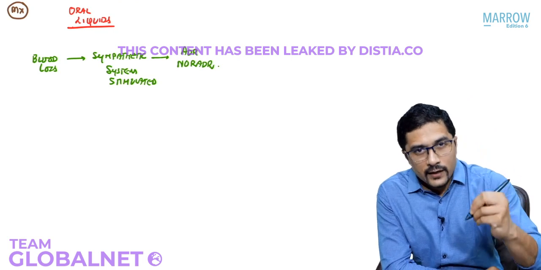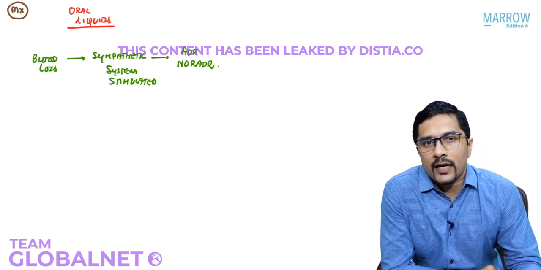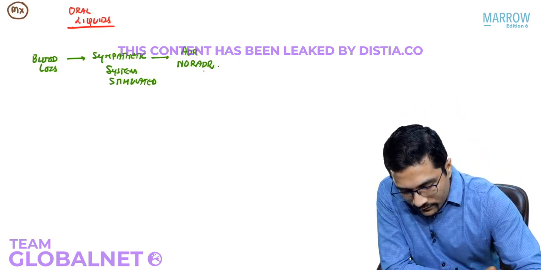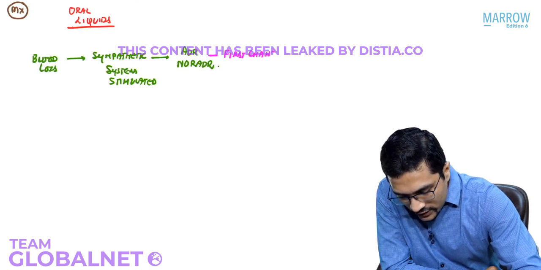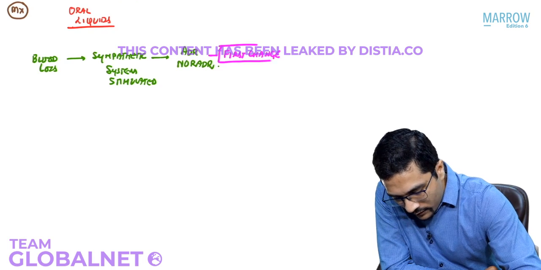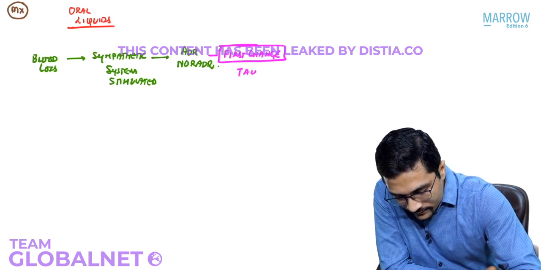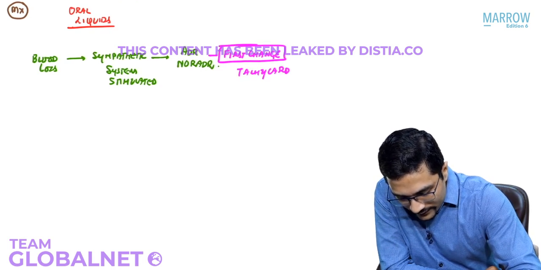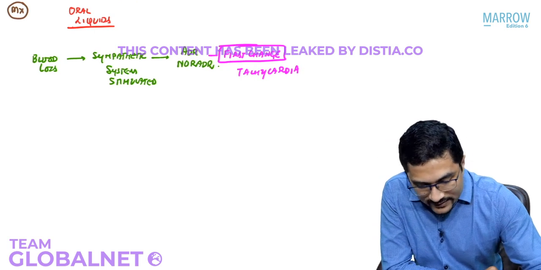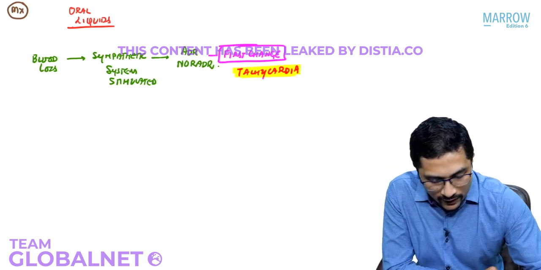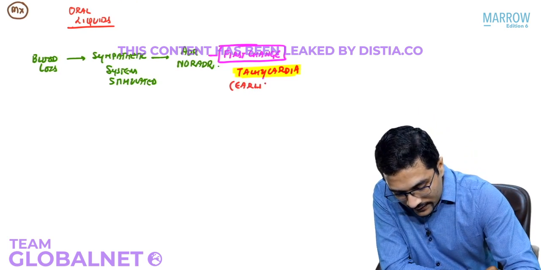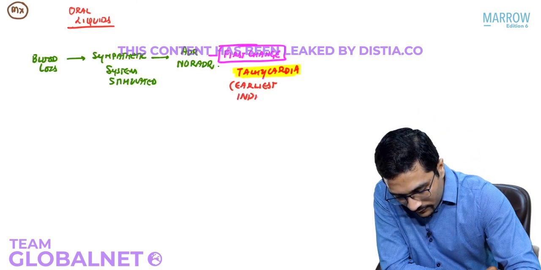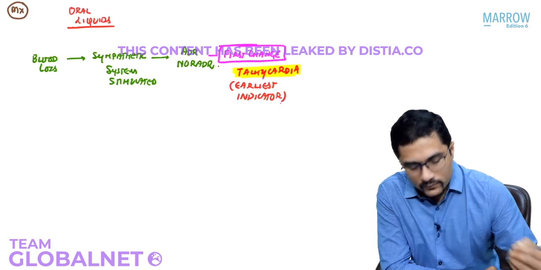Now, what is the first change which adrenaline and noradrenaline will bring about? You've read this in pharmacology, that the first change which adrenaline and noradrenaline will bring about is tachycardia or increase in pulse rate. And this is the earliest indicator of hypovolemia. This question has also been asked many times. This is the earliest indicator of hypovolemia, tachycardia.